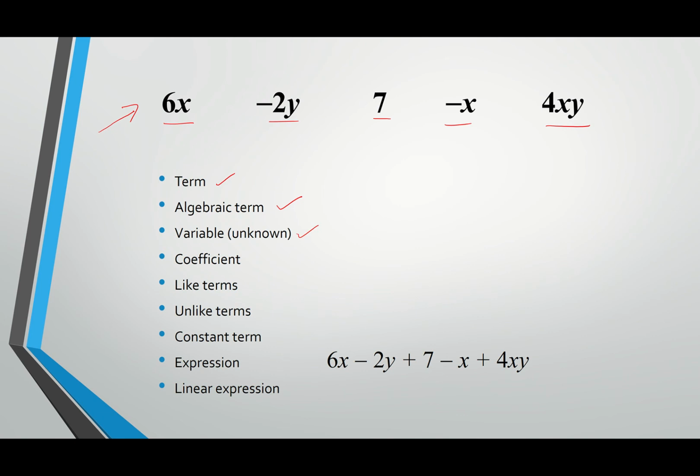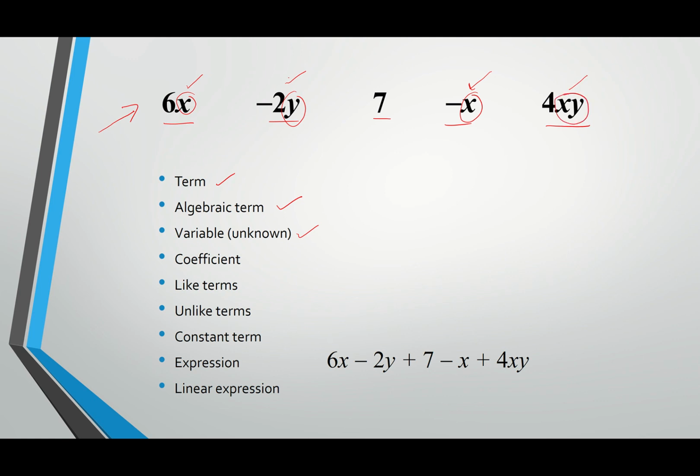Above we have 6x, which is an algebraic term with the variable x. The second one over here is an algebraic term with the variable y. Over here, we have an algebraic term with a variable x. And over here, we have an algebraic term with variables x and y.